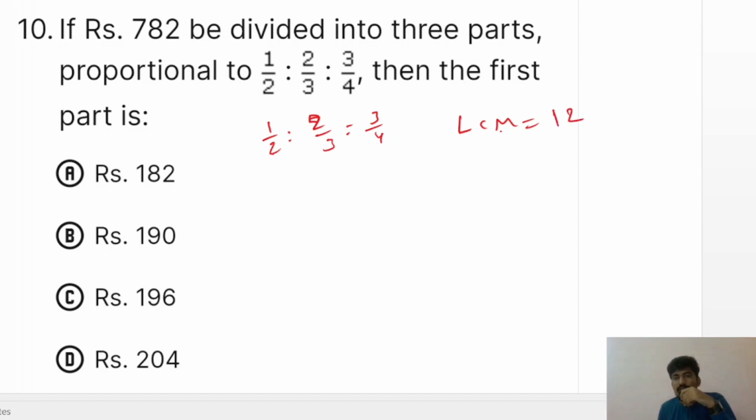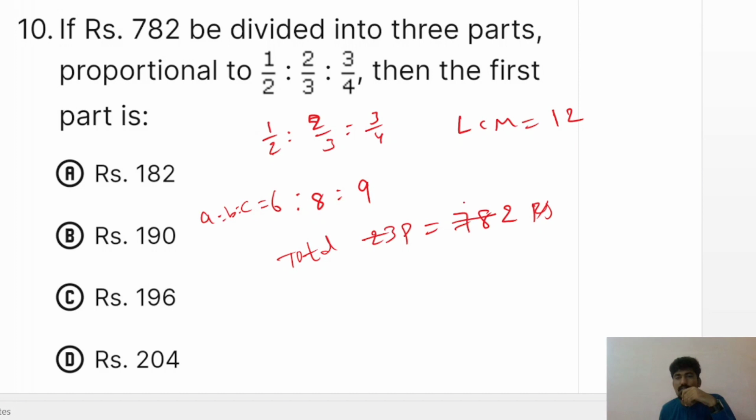So 2 6s cancel, 6 into 1 is 6, 3 4s 4 into 2 is 8, 4 3s 3 into 3 is 9. So A is to B is to C are in the ratio 6 is to 8 is to 9. So how many parts in total? 6 plus 8 is 14, plus 9, 23 parts. 23 parts equal to 782 rupees. Then one part is equal to 23 3s 69, 23 4s 92, so 34. So one part is 34 rupees.